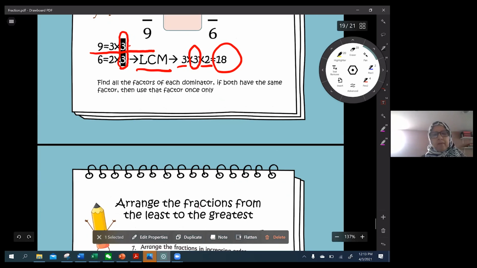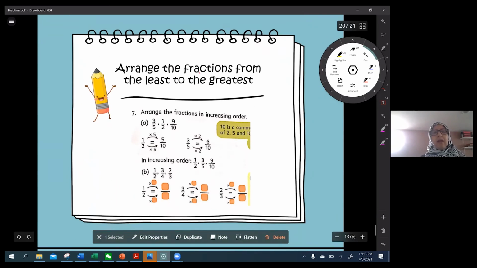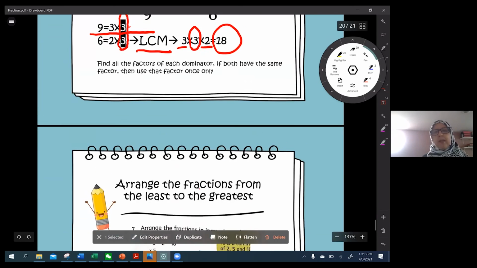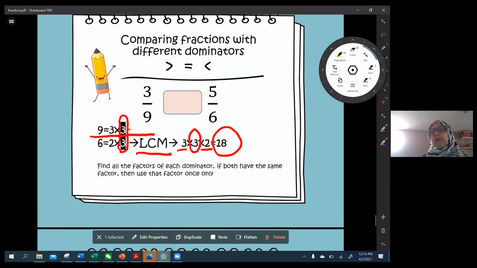So let's arrange. Do you want to learn the 4th method? Yes. Okay, so now we're going to write it like this. So 9 and 6. Have you seen this kind of division before? No. This is the 4th method I'm going to teach you. 9 and 6, the common factor, so they both can be divided by what? They both can be divided by 3. So I'm going to write a 3 here.